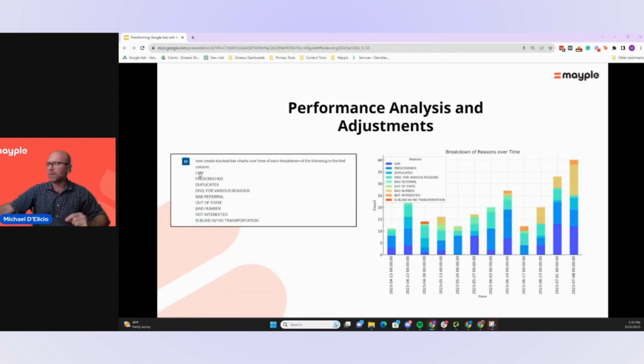So LVM, pre-screened, duplicates, did not qualify, bad referrals, out of state, et cetera, et cetera. And it gave me this great bar chart. The first bar chart it gave me was in different shades of green. What I didn't put in here was that I actually asked it, can you change the colors to be rainbow spectrum to be easier to read? And this was the output.